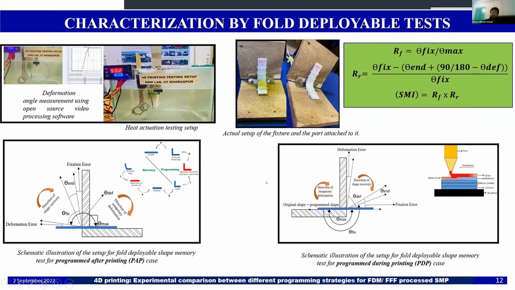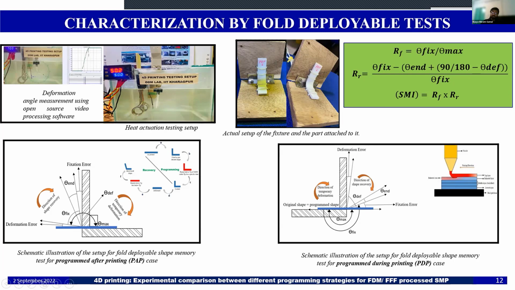So here we can see that for programming during printing, we have the part. The part whatever we have built, that is the program state. After that, we can bend it using the fixture by providing some preheat, like 50° for 5 minutes. And once it is deformed to 90°, we can have some deformation error here, which we are also calculating and taking into consideration.